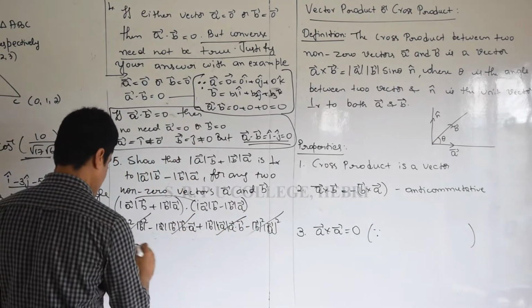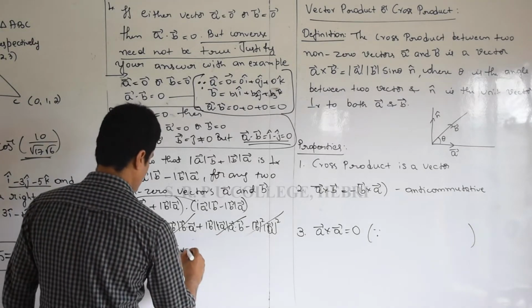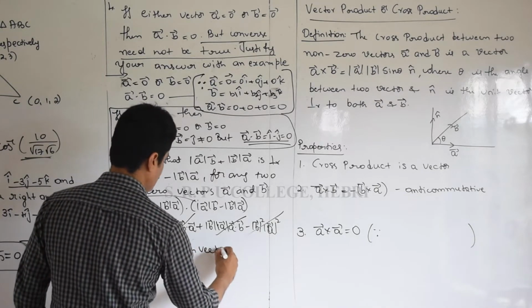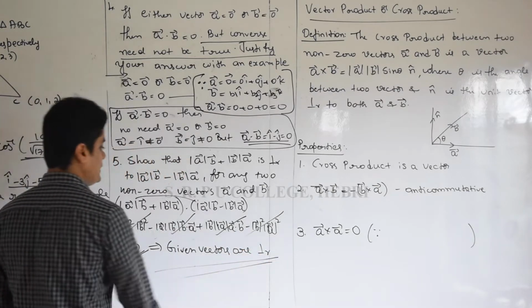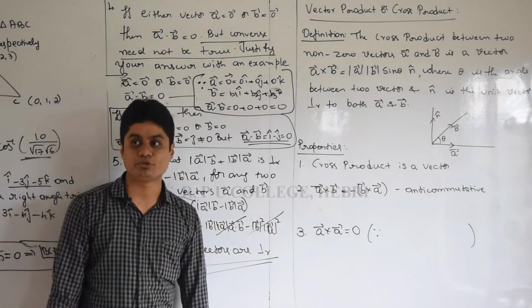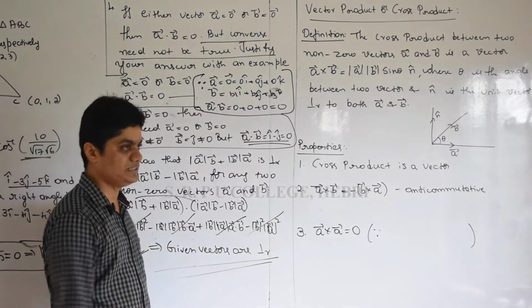So all the terms get cancelled. So this implies the given vectors are perpendicular. The given vectors are perpendicular because we are able to prove that their dot product is 0.